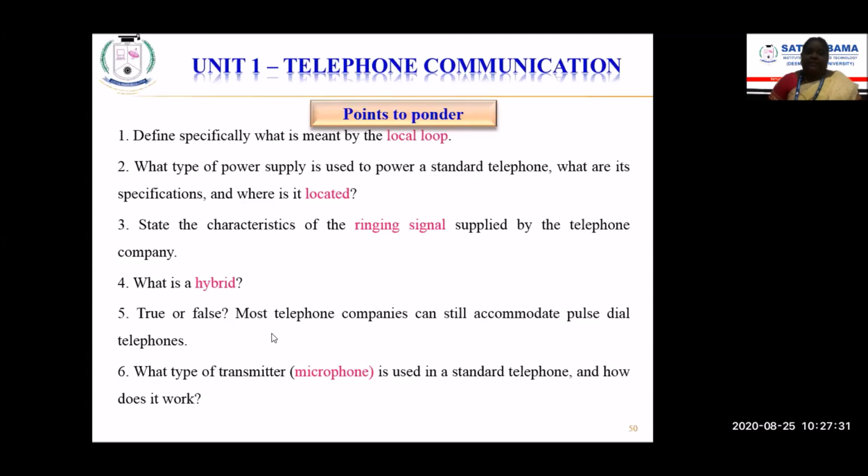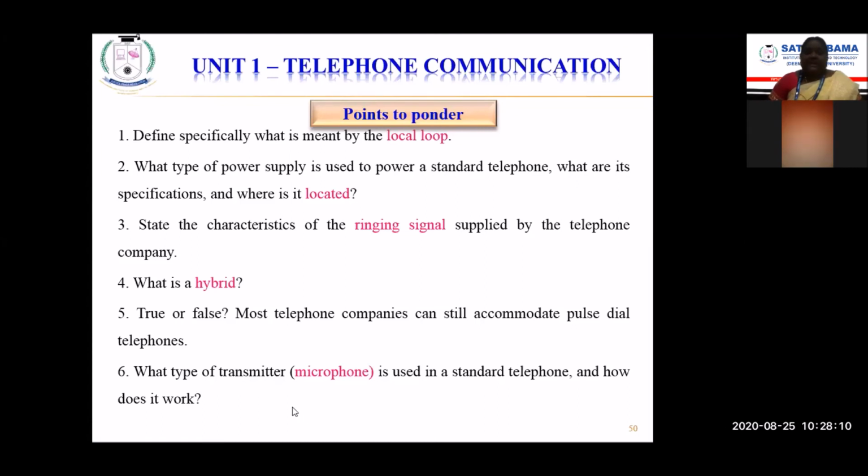And answer me the fifth question. Most telephone companies can still accommodate pulse dial telephones. True or false? Yes. True. Very good. Shruti, Shravanti, Sambasiva, Zoya, Pranita, Prithvika, Sandeep. Okay, many responses are there. Very good.